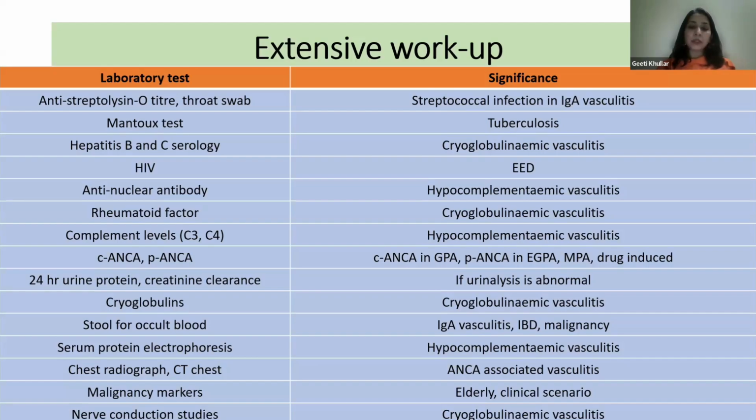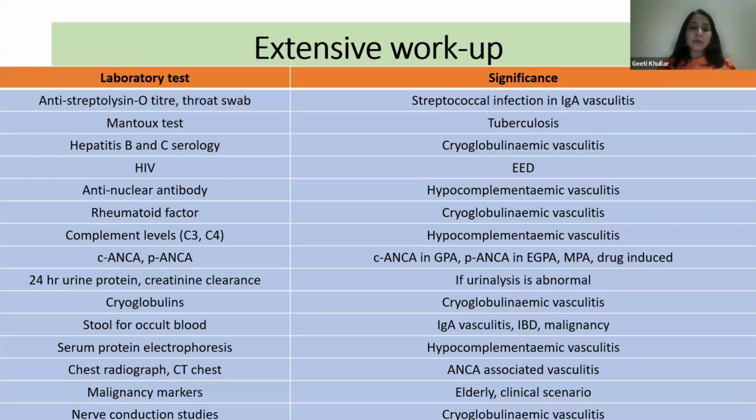Stool for occult blood should be done if you are suspecting a malignancy or an IgA vasculitis or an associated inflammatory bowel disease. Serum protein electrophoresis, again, for patients who have a hypocomplementemic vasculitis, or sometimes even if you have suspected myeloproliferative disorders or sometimes myeloma, then these should be ordered.